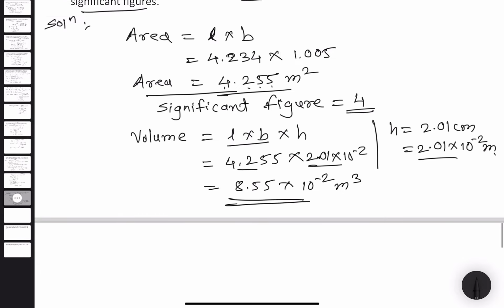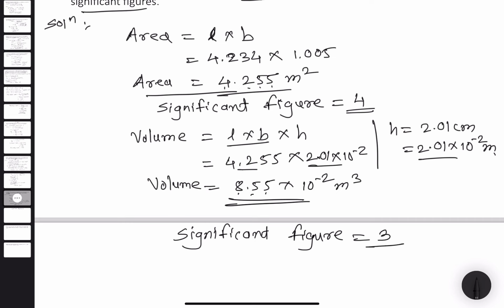Now from this volume, we can find the significant figure. That will be the 1, 2, 3. So that will be 3.